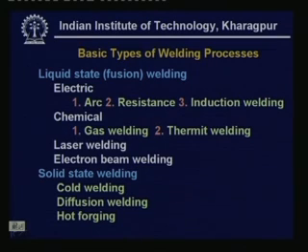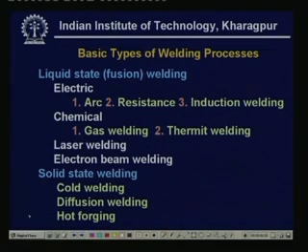Now, we come to the point. What are the basic types of welding? We have to look at the basic types of welding process. Welding processes can be divided broadly into two classes: one is liquid state welding, also known as fusion welding, and the other is solid state welding.